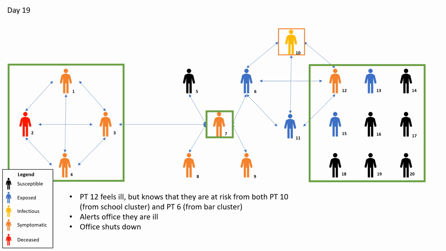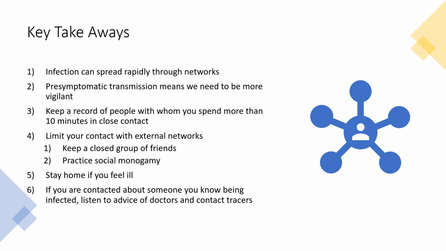So with this, we still see that a larger number of people have become infected than in the first contact tracing scenario, but we've still been able to protect people downstream from this, keeping in mind that everyone in that office setting has their own families and friends and social structures that we're not showing in this graph that they could have potentially passed this on to. So it's important to keep in mind that infections can spread really rapidly through connected networks, and that pre-symptomatic transmission means that we need to be incredibly vigilant.